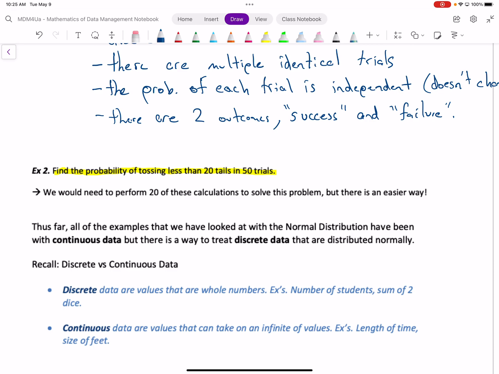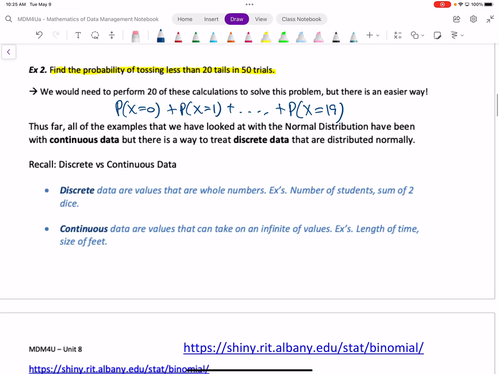Yeah, it would be less than 20, but that means you could get how many heads? 0, 1, 2, 3, all the way to 19. Which would mean you would have to do something like this, where you go the probability of x equals 0 plus the probability that x equals 1, and clearly we're not going to do that because there's an easier way. And this is where it relates to the normal distribution.